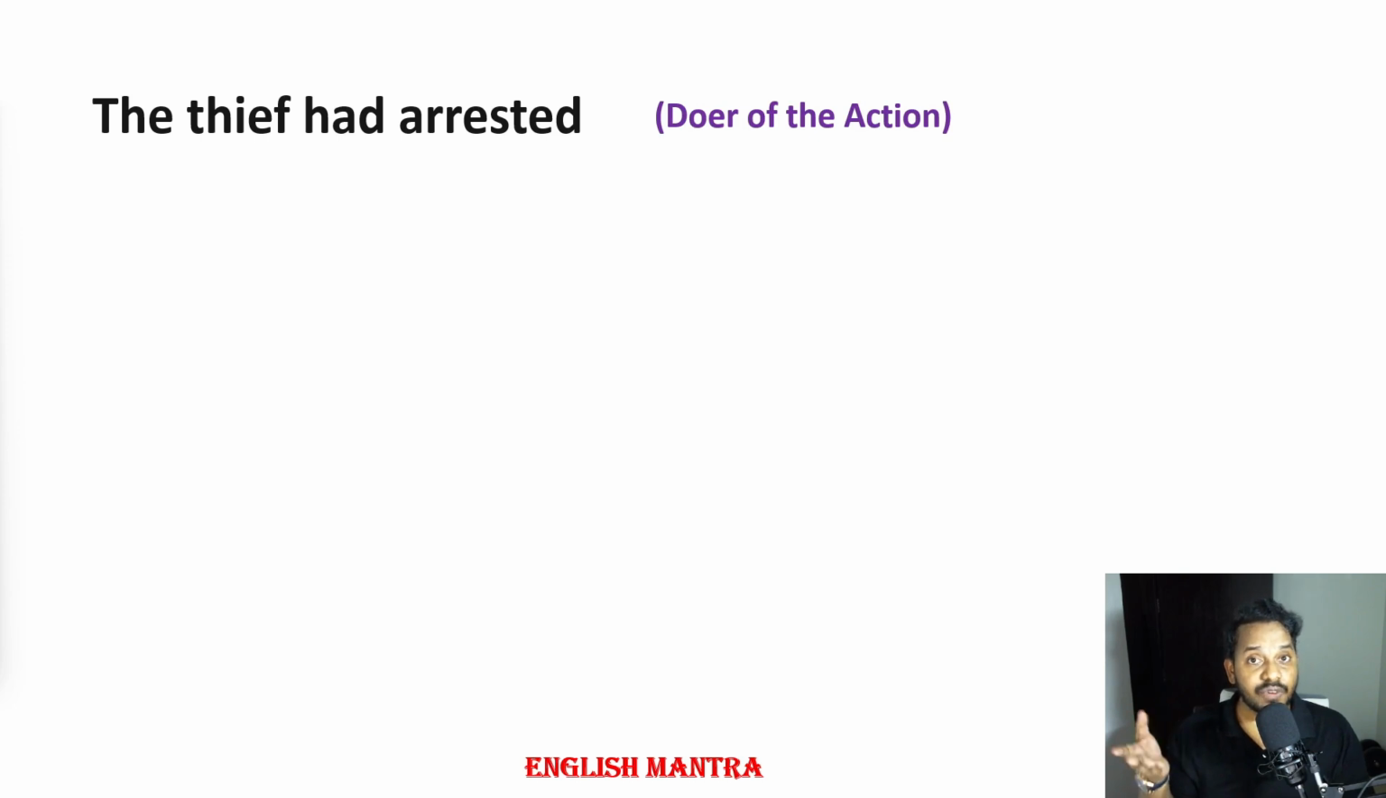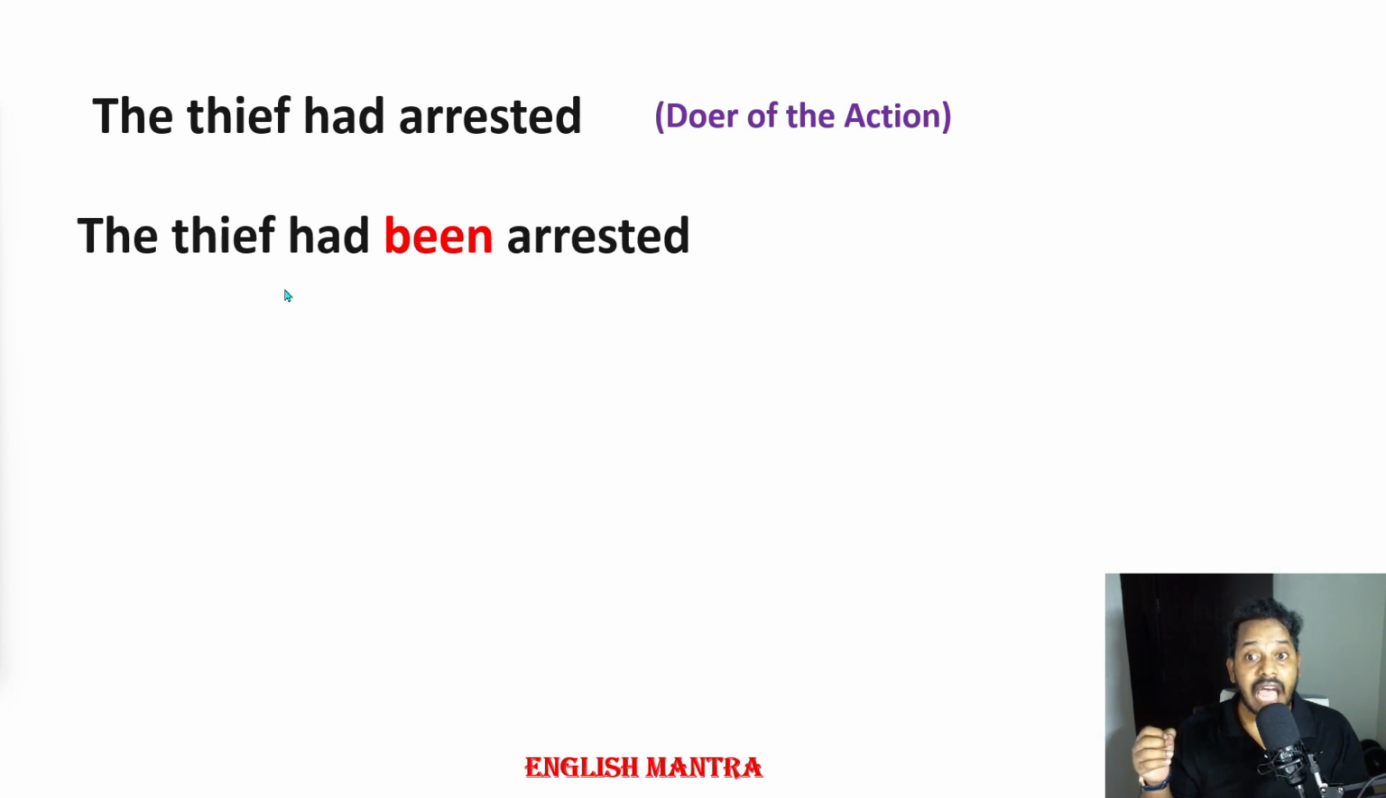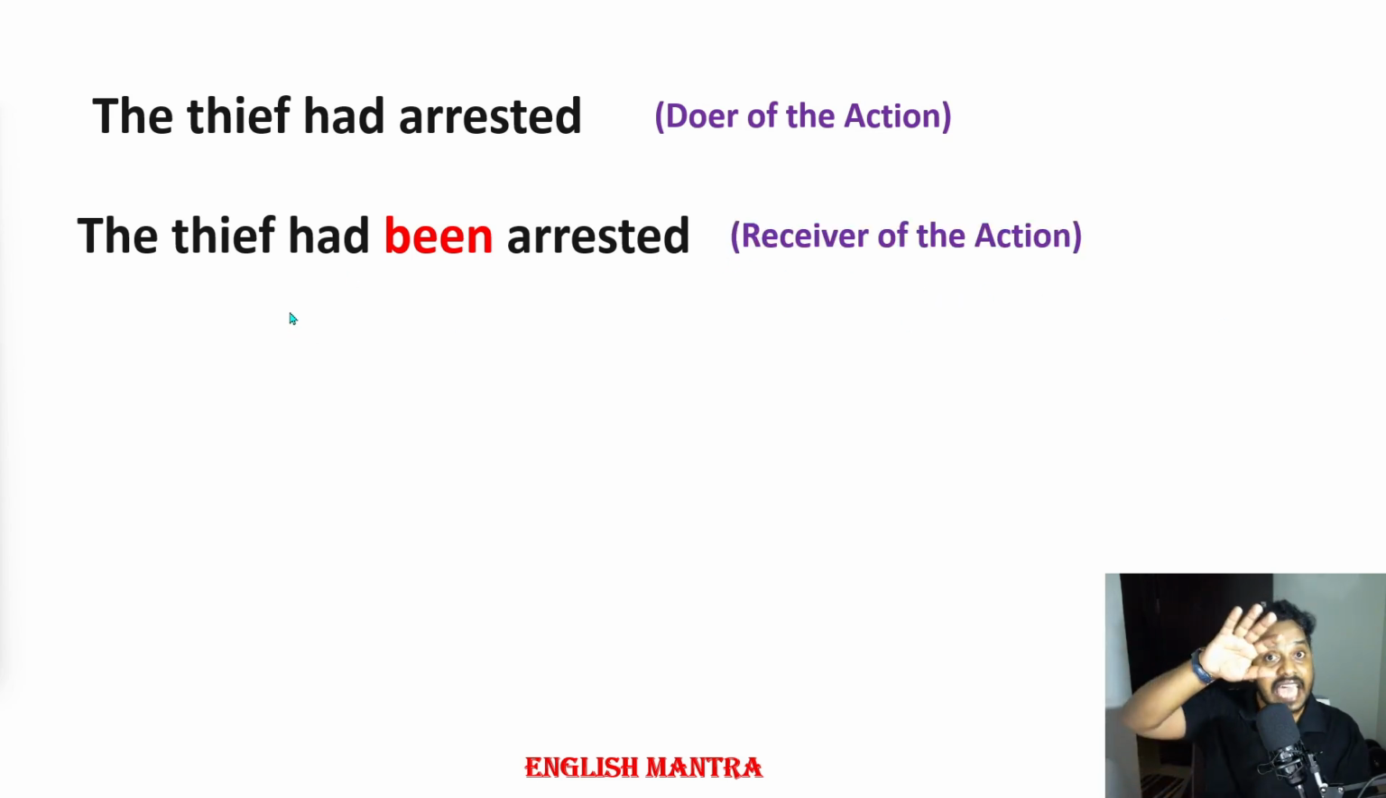But the passive voice of that in past perfect tense would be the thief had been arrested. We must use be form. Okay, so we must place it in between have and past participle form. So it would be the thief had been arrested. Now you saw be plus V3. Now this thief is the receiver of the action, means someone else had arrested him. Him means thief. Someone else had arrested the thief. So the passive voice of that would be the thief had been arrested.